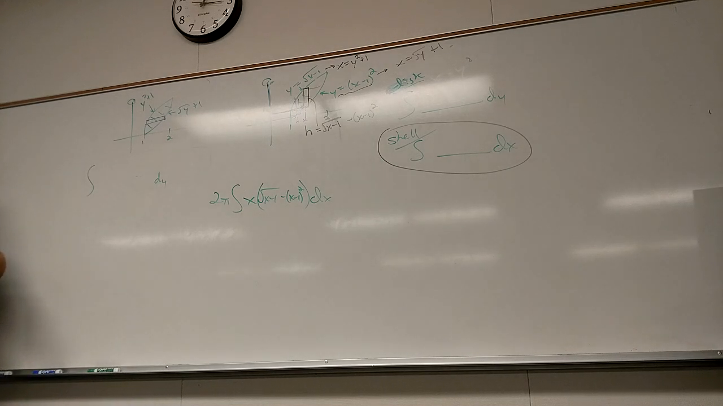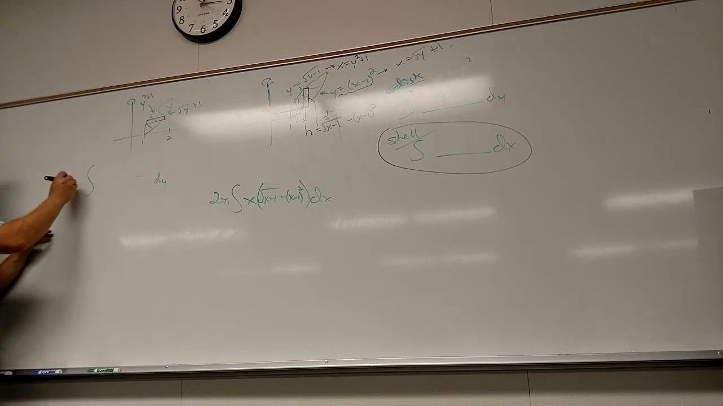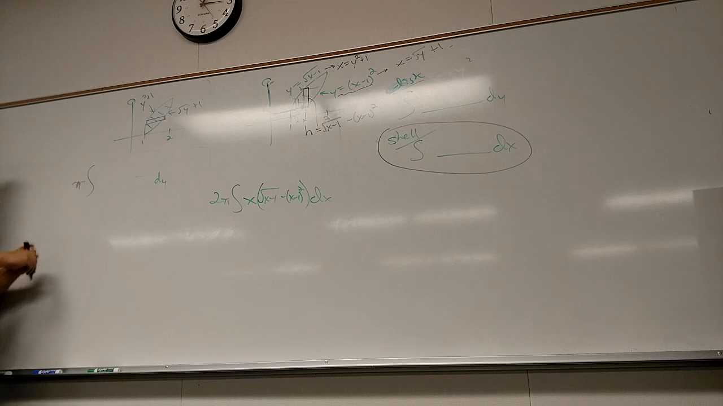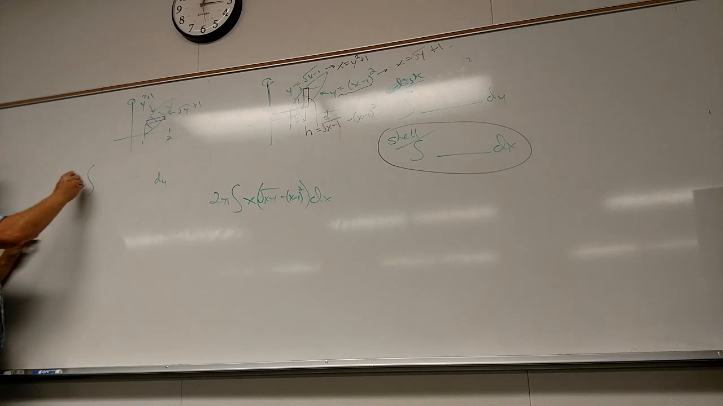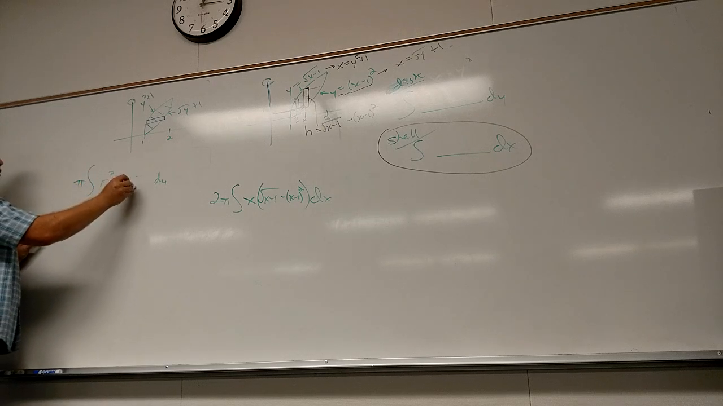So now I need to figure out my inner radius, my outer radius, right? So the general idea is going to be pi times R outer squared minus R inner squared.